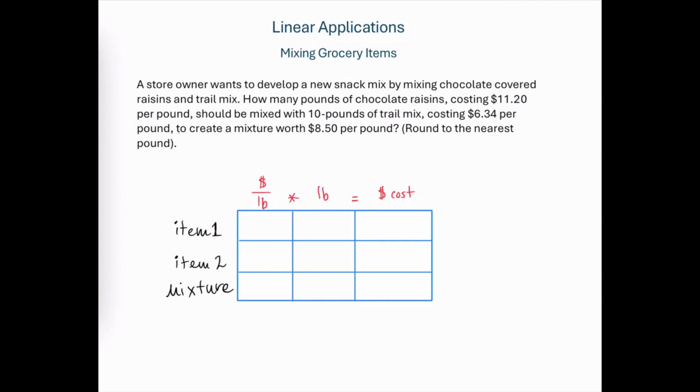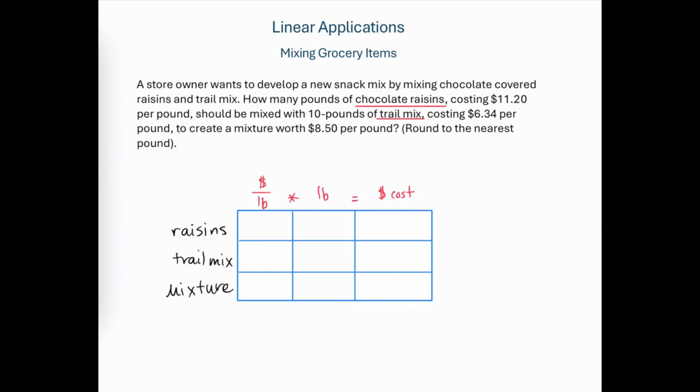So now let's fit our specific scenario into this chart. Let's be a little more detailed about what those grocery items are. The first item is chocolate raisins, so let's indicate that our first row is going to contain information about the raisins. The second grocery item in the mixture is trail mix, so the second row contains the information about the trail mix. Now let's begin to populate the cells.